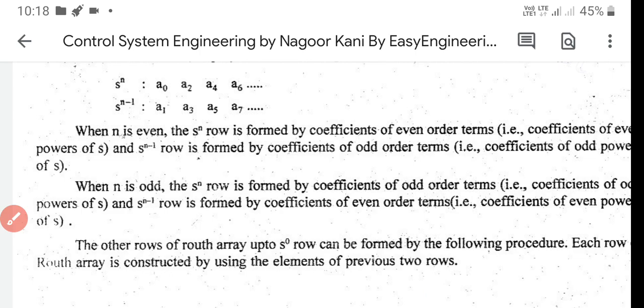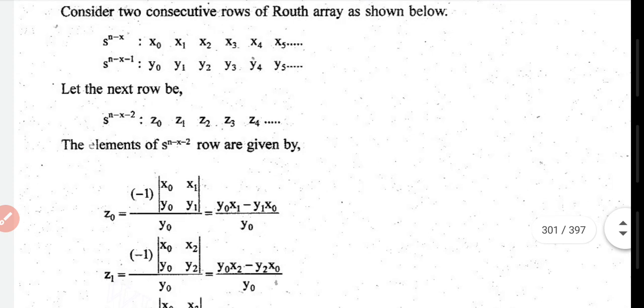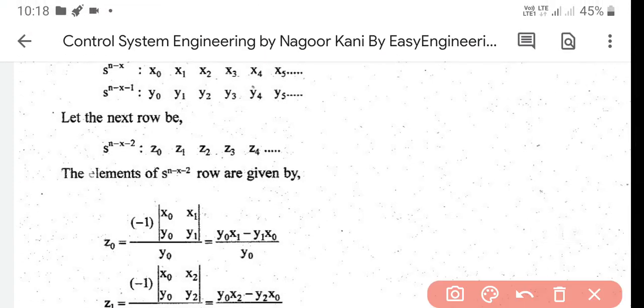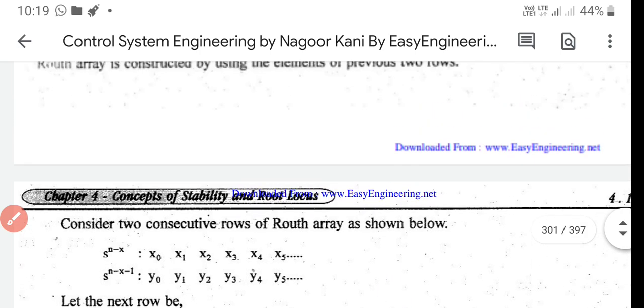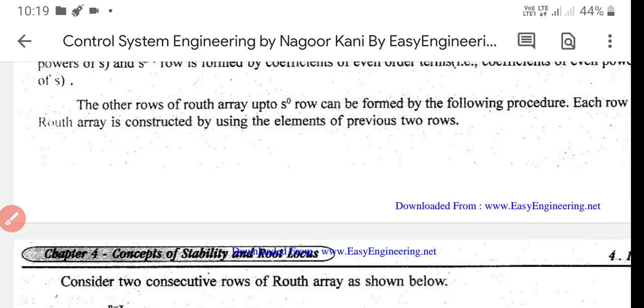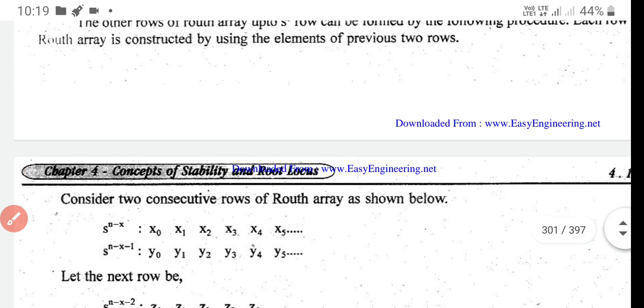Like that you are framing the first two rows. See here, they have given the first two consecutive rows. Consider two consecutive rows as shown in the below figure. Up to which row do you have to frame the Routh array? You have to frame it up to the S power 0th row, so the last row will be the S power 0th row.